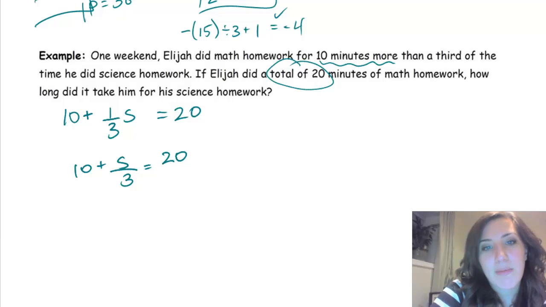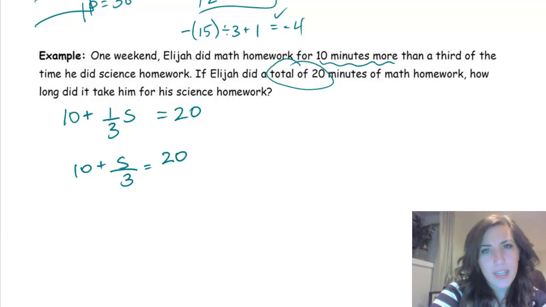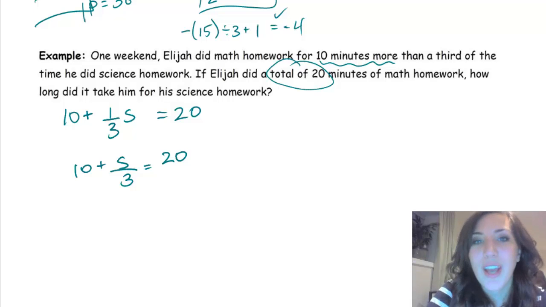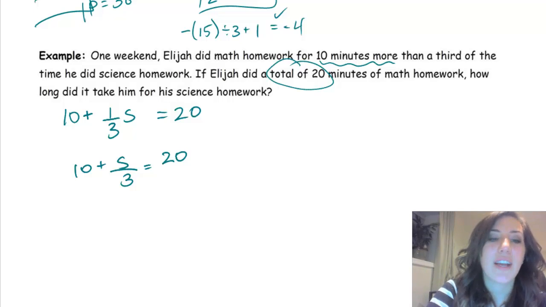So I'm looking at this and let's double check. He did a total minutes of math was 20 minutes, and he did math homework for 10 minutes more than a third of the time he did science. So we're going to solve for science. That makes sense because that says how long did it take for the science homework. So I think we're good to start solving.